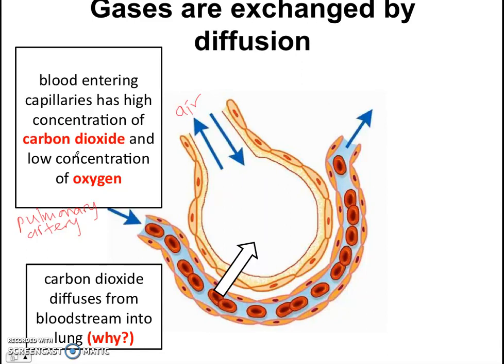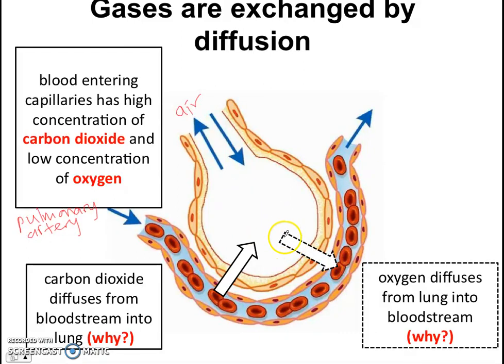Now what happens is that carbon dioxide will diffuse from the capillaries into the lungs. Why? Because there's a higher concentration of carbon dioxide in the capillaries compared to the concentration of carbon dioxide inside the alveolus. Next, oxygen will also diffuse from the alveolus, from the lung, into the bloodstream, into the capillary. Why? Because there's a higher concentration of oxygen inside the alveolus compared to the lower concentration of oxygen inside the capillaries.